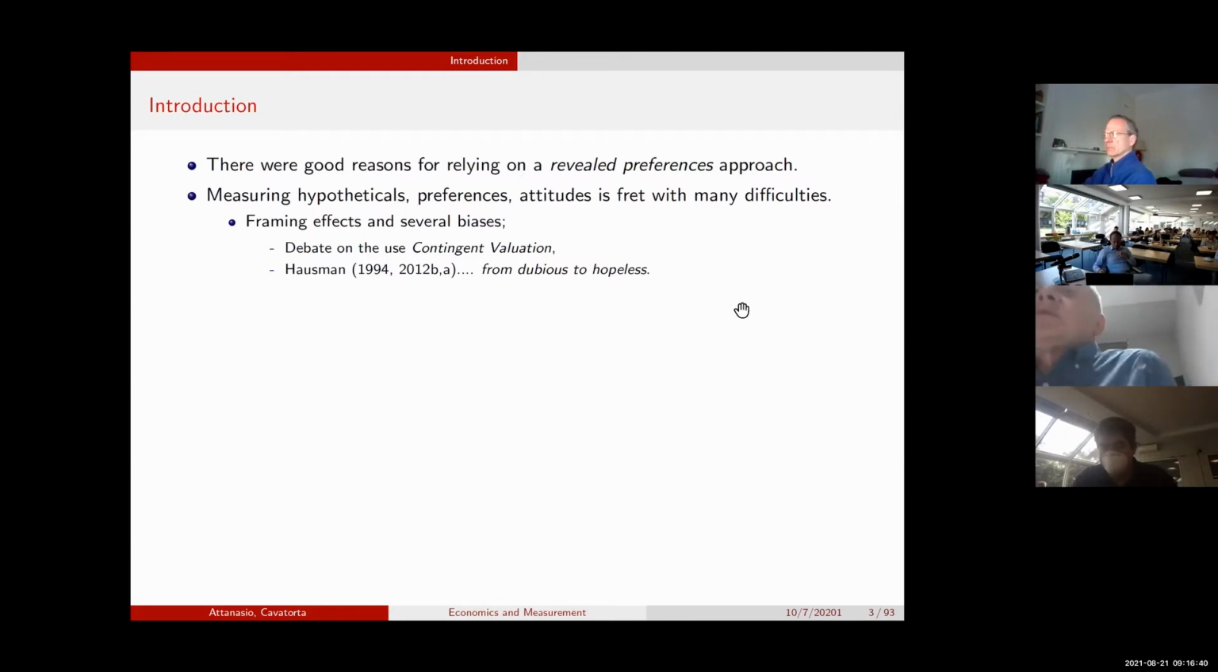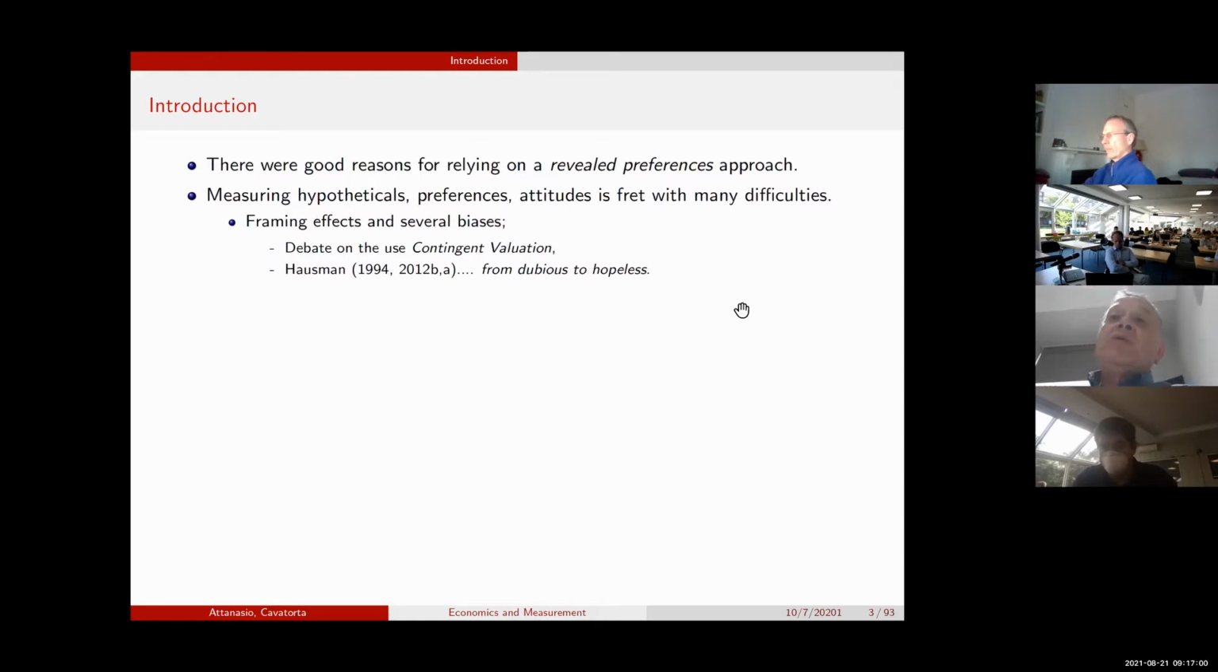Measuring hypotheticals, preferences, and attitudes is fraught with lots of difficulties. There are framing effects and several biases that can be introduced. There has been an interesting debate, for instance, on the use of contingent evaluation.